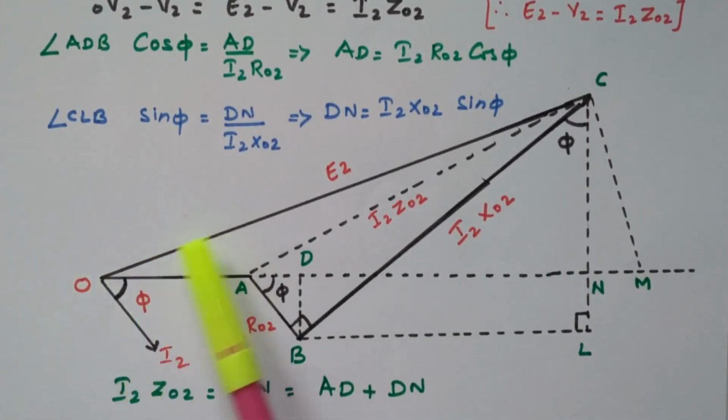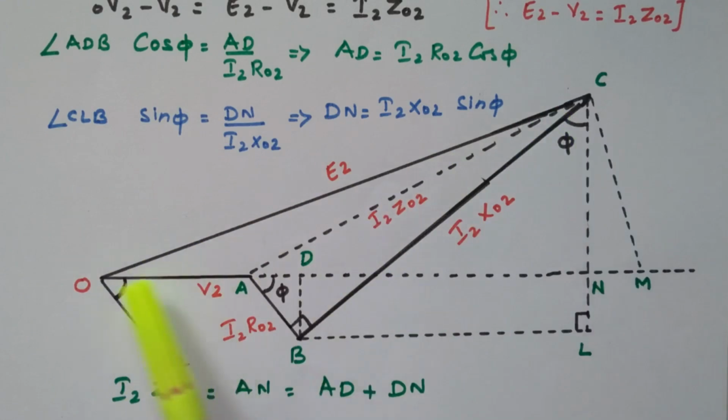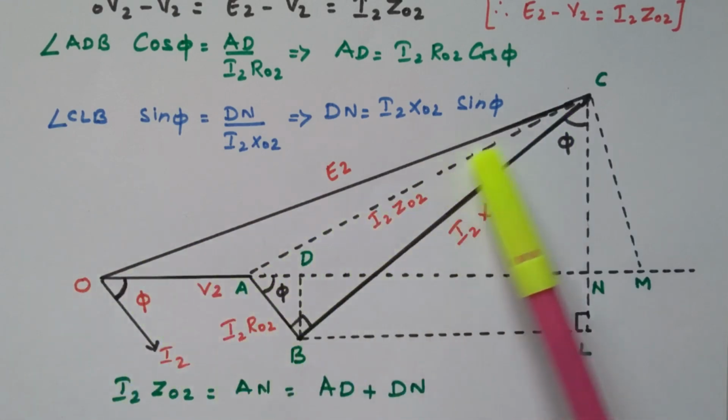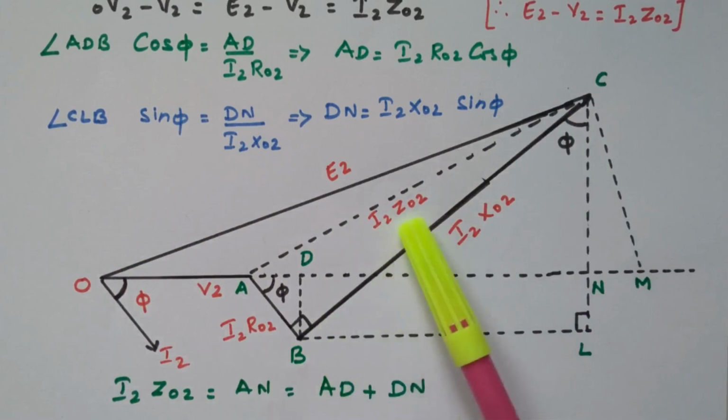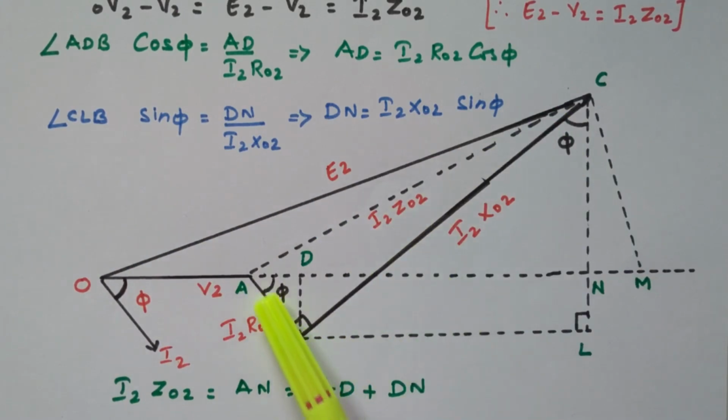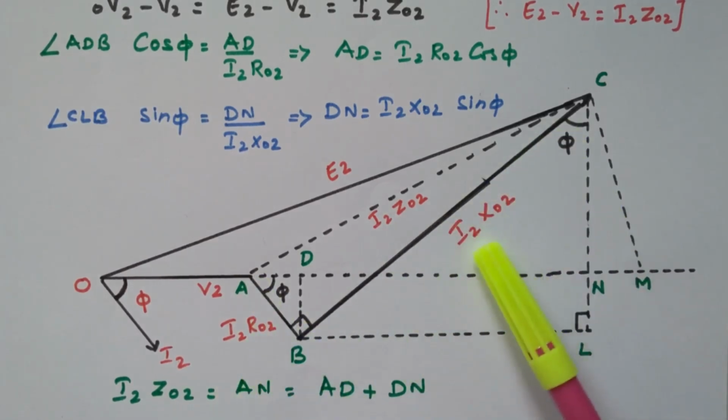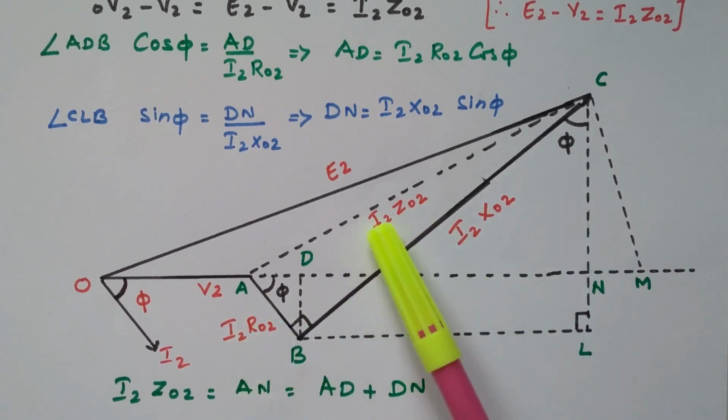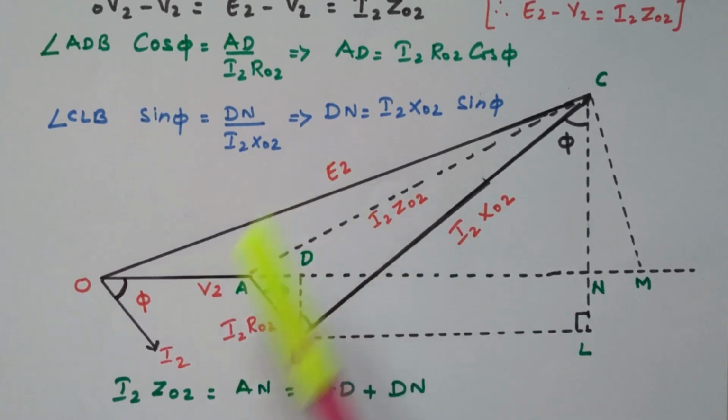So we will go in reverse order. This E2 is the vector sum of V2 and this impedance drop I2 Z02. What about this I2 Z02? That is the vector sum of the resistive drop and the inductive drop: resistive drop I2 R02, inductive drop I2 X02. The resistive drop is in phase with the current. But in case of the inductive drop, it is 90 degrees, it is leading by 90 degrees. So the vector sum of these two is I2 Z02. The vector sum of I2 Z02 and V2 is E2.